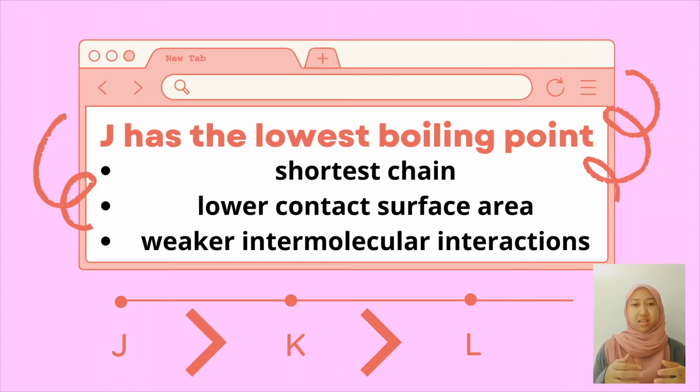As indicated in the statement, the escalating boiling point is J, K, and L. From the structure, we can see that J has the lowest boiling point because it has the shortest chain. Thus, it has the lowest contact surface area. The lower the contact surface area, the weaker the intermolecular interactions. So this is why J has the lowest boiling point.